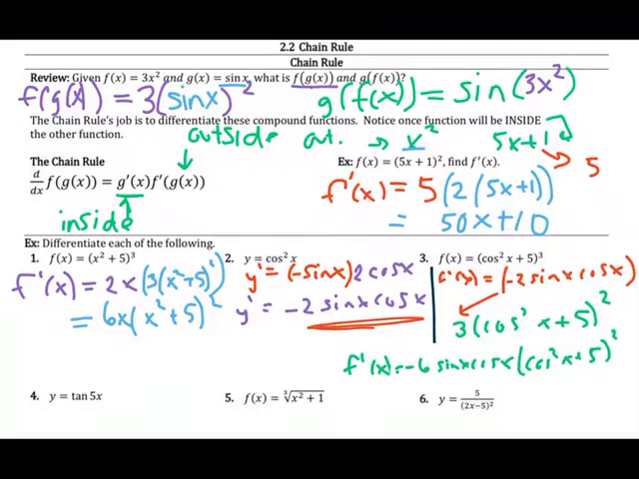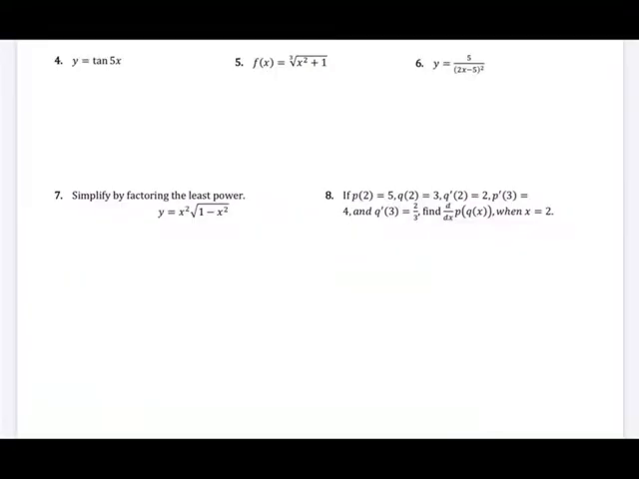And there we go. So it is possible that we have to do the chain rule twice, just like it's possible that we might have to do the product rule twice. So let's go ahead and move on to the next examples.